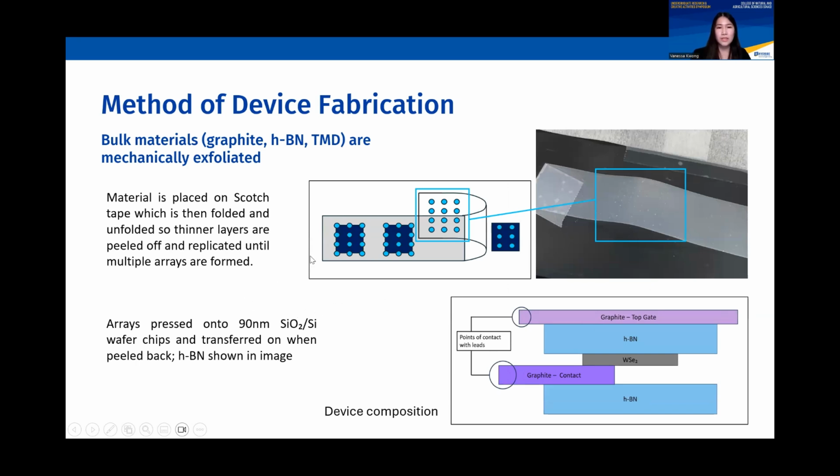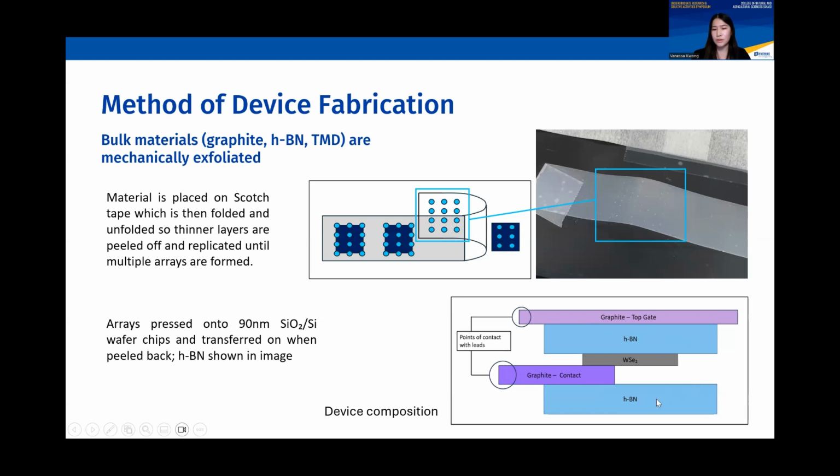And my method of device fabrication is to first place a single piece of bulk material onto Scotch tape and then fold the tape until you create a thin array of the material that you decide to exfoliate. So right here, there is an array of HBN on the tape. And then that array is then placed onto a silicon oxide wafer chip, pressed down, and so the flakes will transfer on.